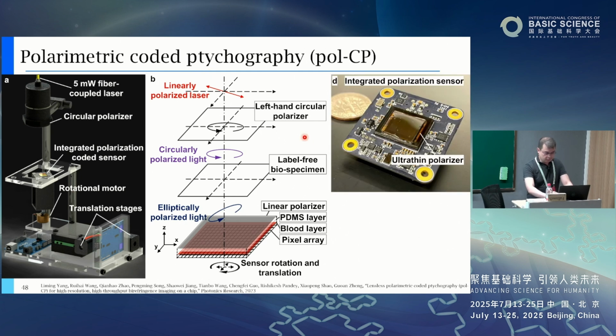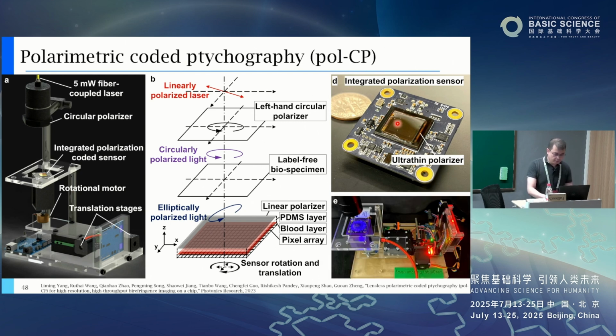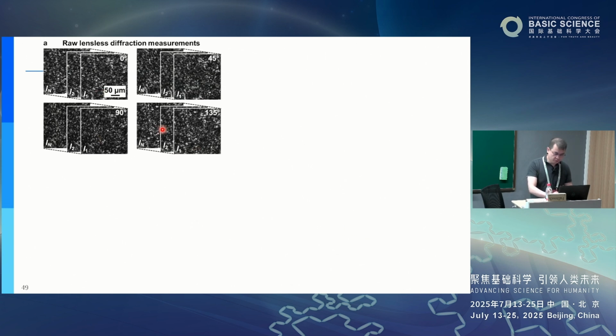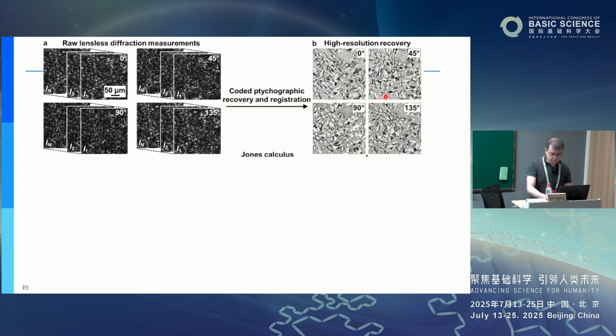So this is the device we made. We put ultra-thin polarizer films on top of that coated surface. Then we can rotate the entire coated sensor to different angles to detect the polarization-related properties of the object. So this is four sets of measurement by rotating the coated sensor to different angles: 0 degrees, 45, 90, and 135 degrees. And we can recover different images at each orientation.